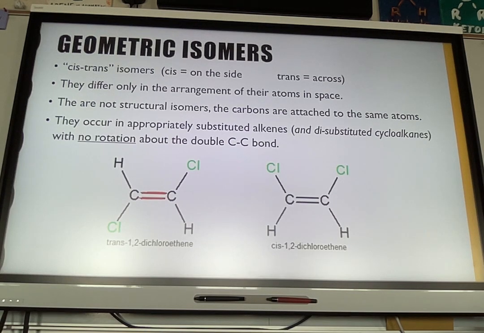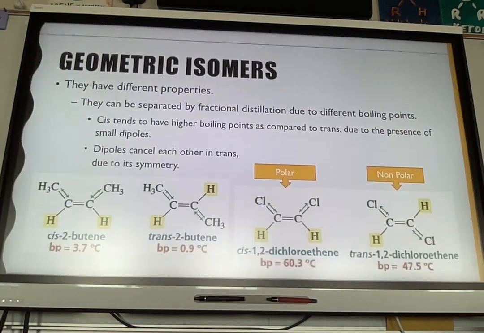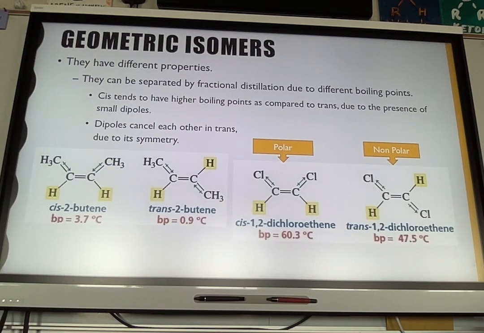So they're not the same as structural isomers, but they do have different chemical properties. Here's an example. Chlorine is down here and up here. So that's trans-1,2-dichloroethene. And this one, the chlorine is on the same side. So it's cis-1,2-dichloroethene. Got it? Yep.